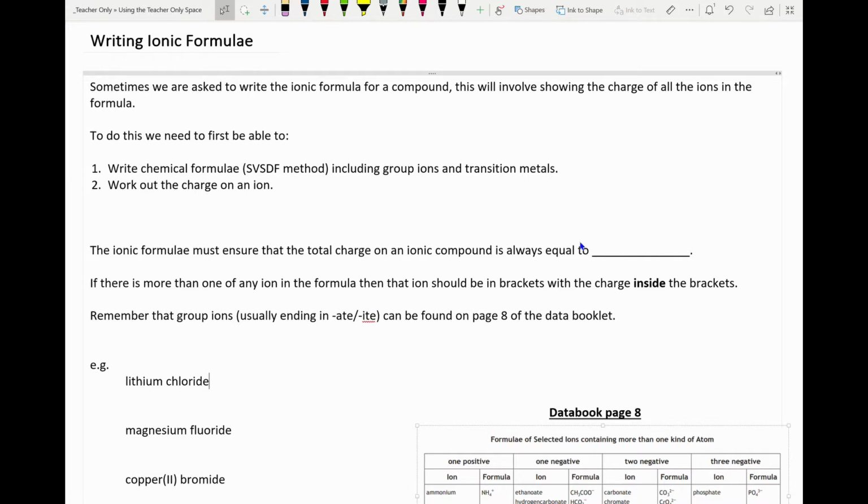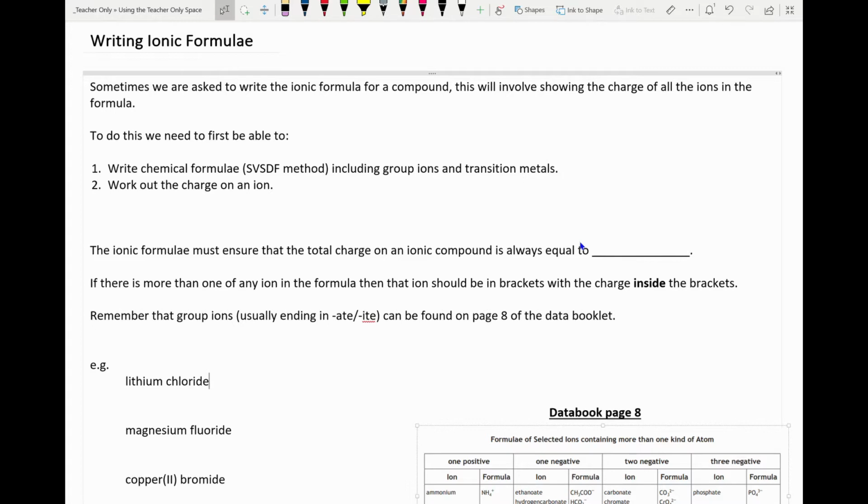The second skill is to work out the charge of an ion. Again, this is a skill that is really important in National 5 chemistry, where you're going to be using the valency and the metal or non-metal status of the atom or ion in question, and alternatively, you can use the electron arrangement method for that. Either way, these are two skills that we're going to effectively combine together now to make a new skill, which is writing ionic formulae.